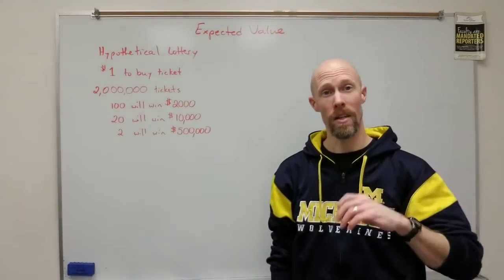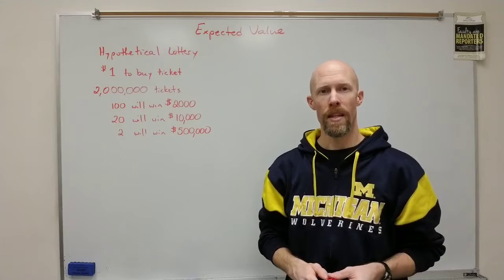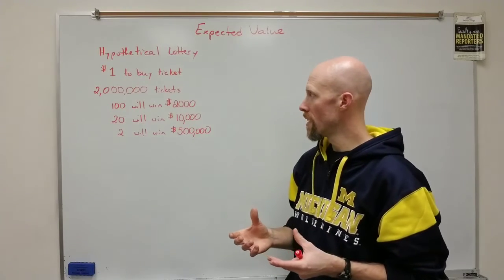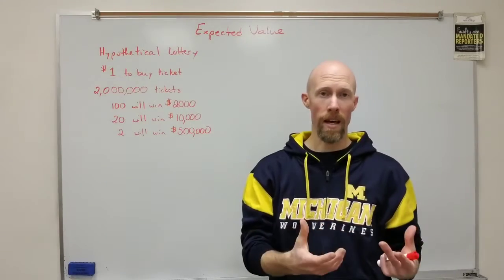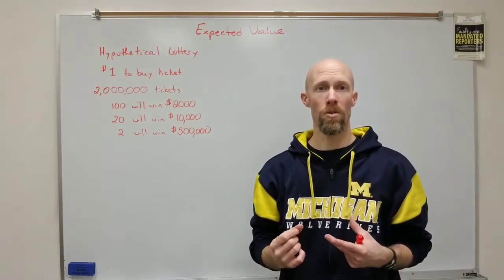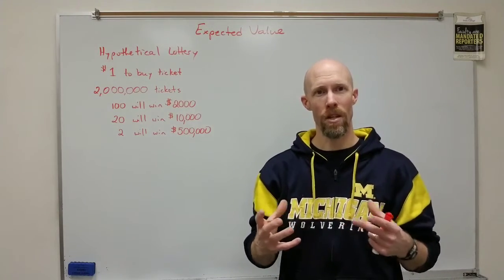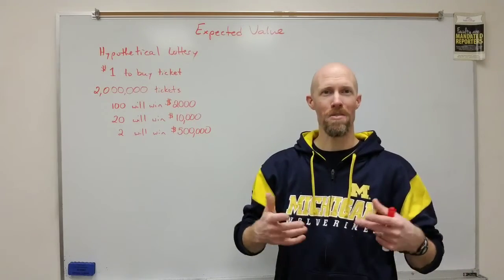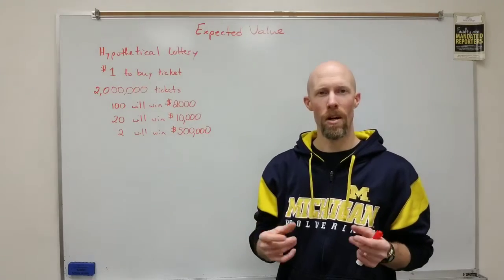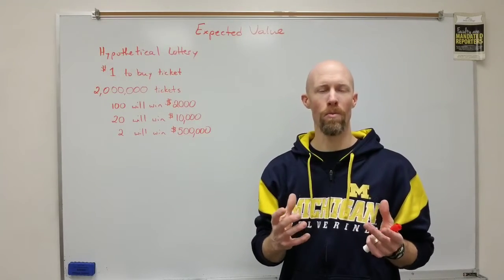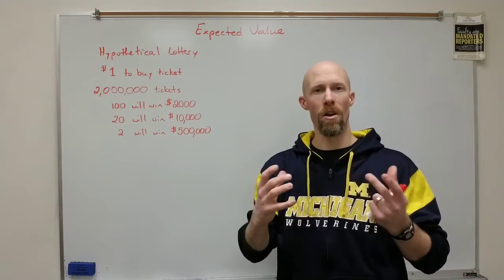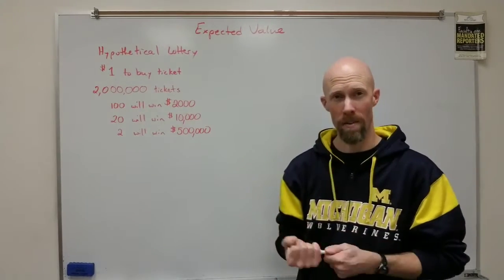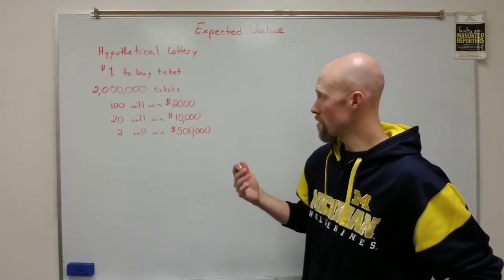An expected value problem is not what you can expect on a particular play or on a particular ticket. It's what you can expect as an average in the long run. So if you were to play this 1,000,000 times or even 1,000 times, how your wins and losses would average out over time. Okay, so that's an expected value. So we can do that again.